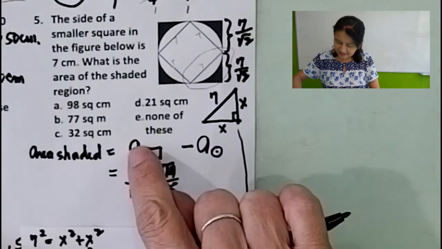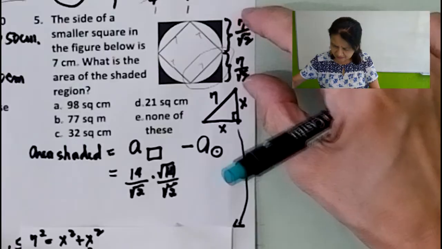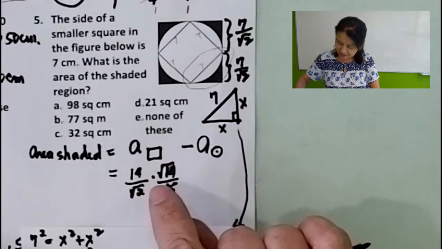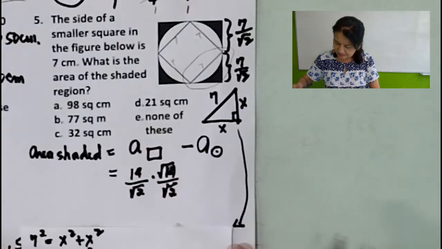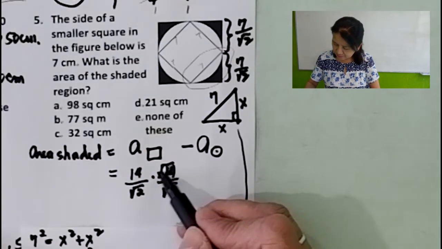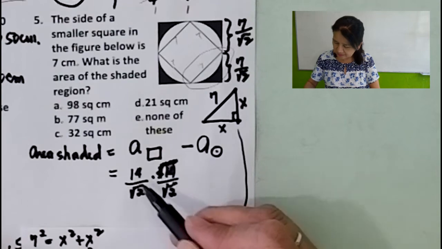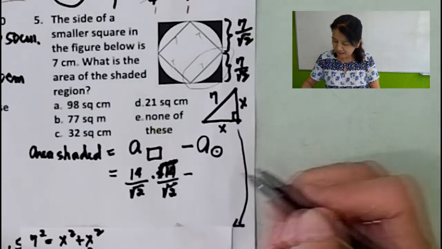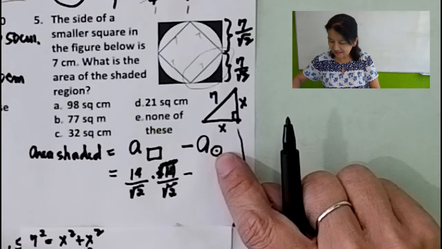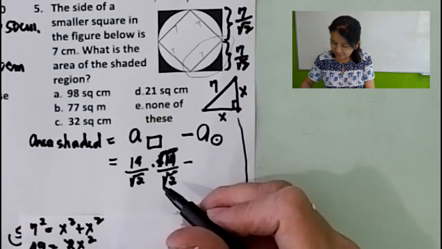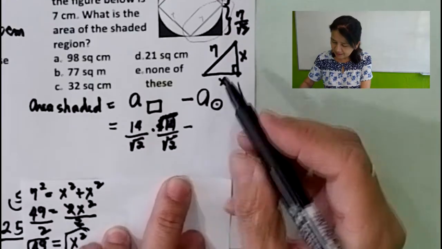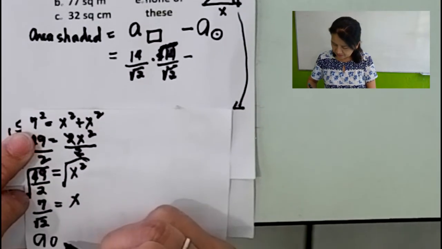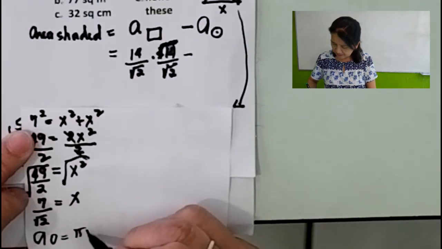We're getting the area of the square, so we have side times side. 14 over square root of 2 times 14 over square root of 2. Minus the area of the circle is pi r squared. Again, the area of the circle is pi r squared.